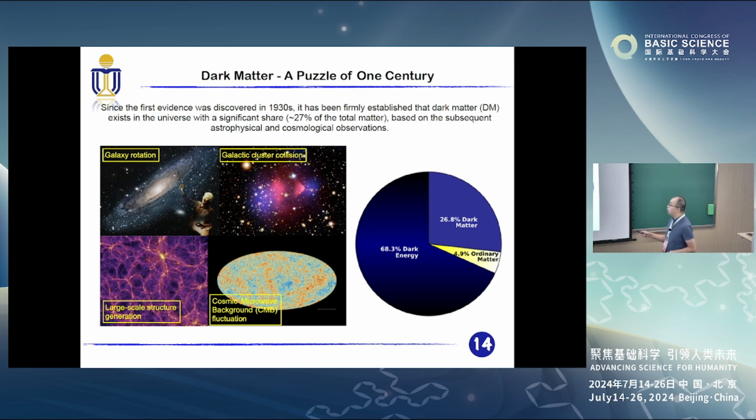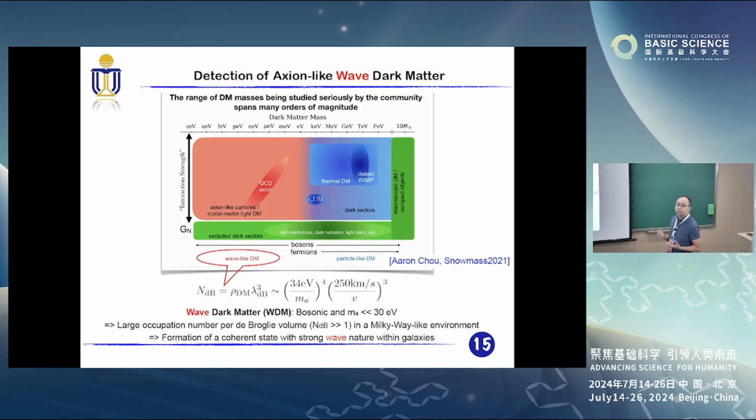dark matter is a puzzle of nearly 1 century. Since the first evidence was discovered in the 1930s, it has been firmly established that dark matter exists in the universe with a significant share, based on subsequent astrophysical and cosmological observations. And this was also introduced by Yang Bai in his talk. Because of the absence of a first principle for dark matter physics, the theory space for dark matter is huge.